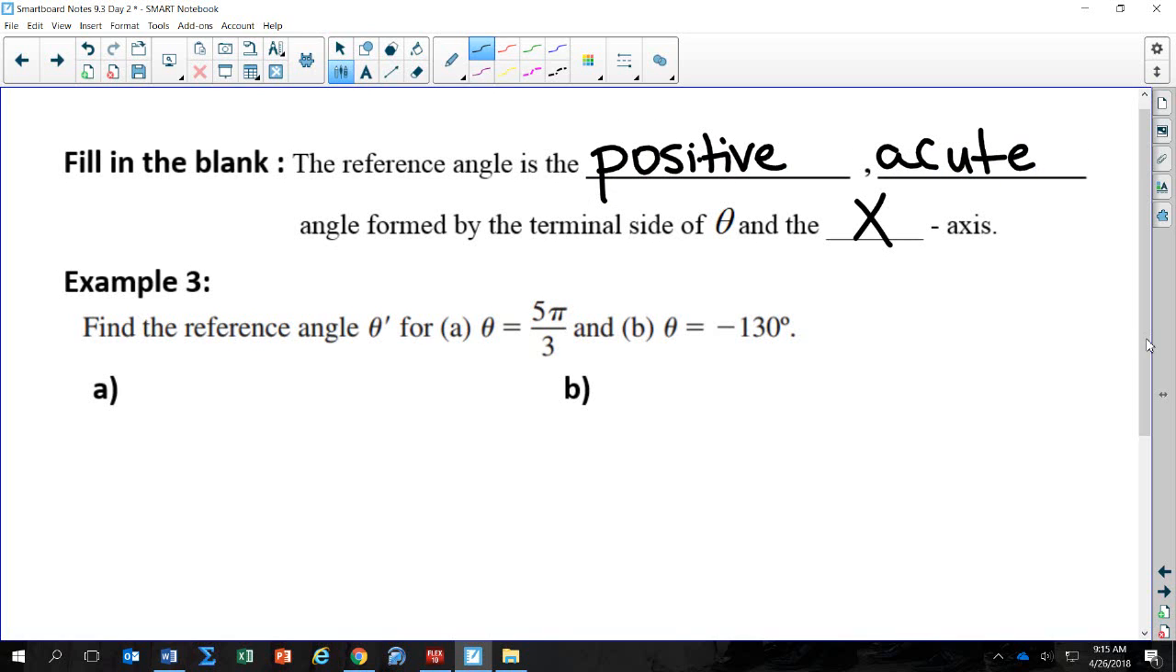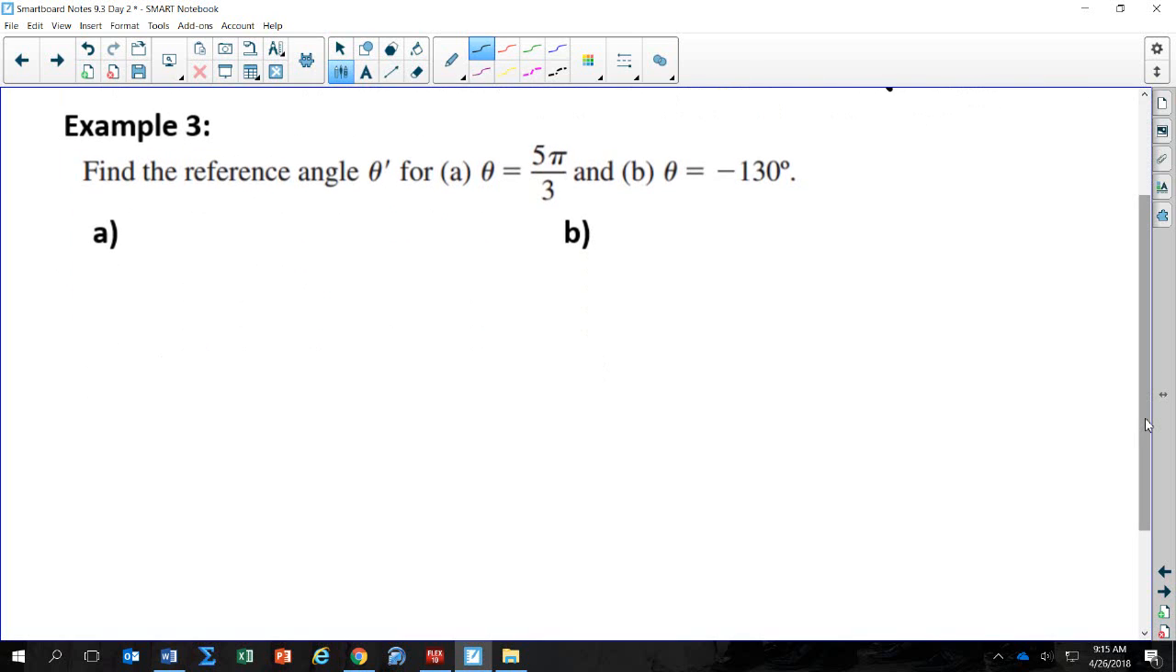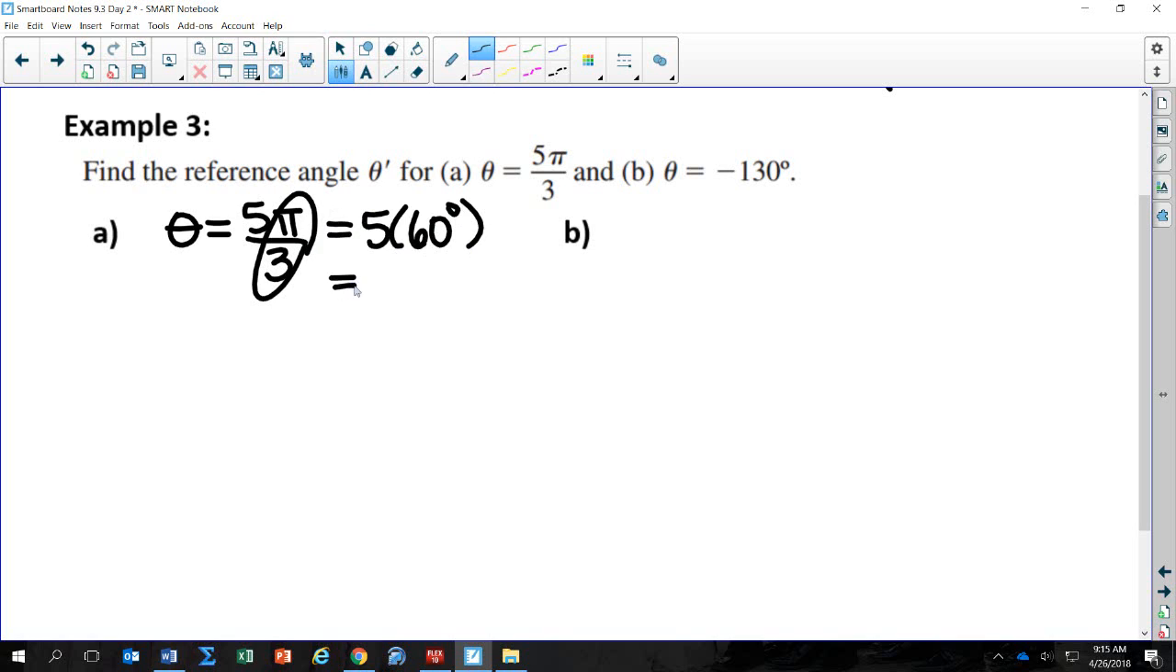So in example 3, it says find the reference angle for 5 pi over 3 and negative 130. For someone going into trig next year, it might be easier for you to convert any radian measure to degree form and then convert it back at the end. A lot of people work better in degrees. So if my angle is 5 pi over 3, let's convert that to degrees. What's pi over 3? 60 degrees. This is a 60-degree reference angle. So we have 5 of those 60-degree angles. So how many degrees is that?